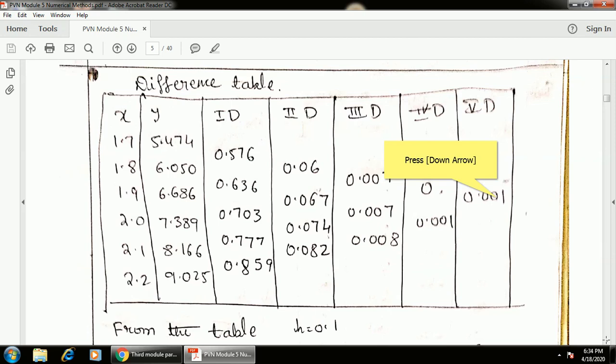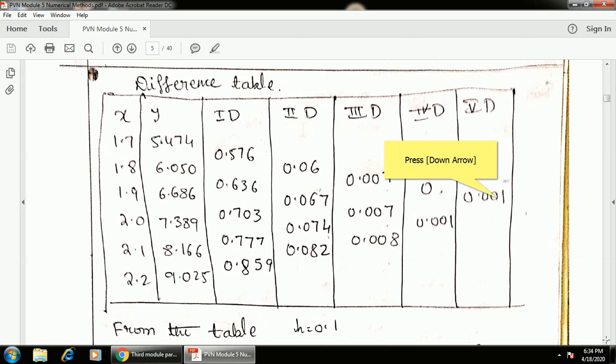0.777 minus 0.703 is 0.074. 0.859 minus 0.777 is 0.082. Third order differences: 0.067 minus 0.06 is 0.007. 0.074 minus 0.067 is 0.007. 0.082 minus 0.074 is 0.008.